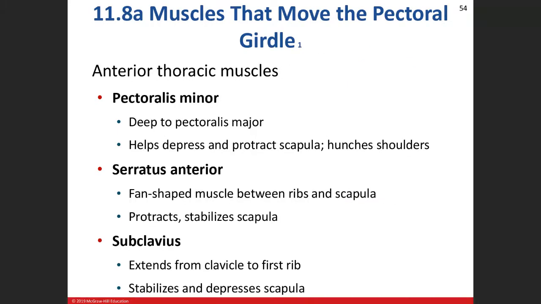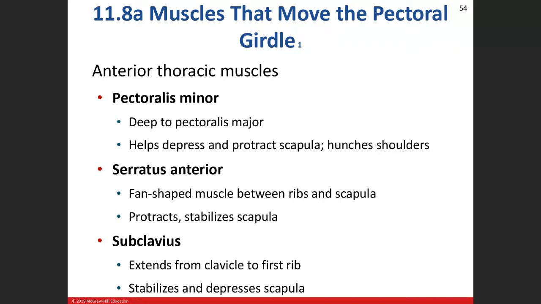A couple things with the muscles of the pectoral girdle. Pectoralis major and minor. Pectoralis minor, you don't need to know. That's the one that's deep to major. It's going to attach onto ribs 2 through 7. It's actually another muscle that is used during forced inspiration.